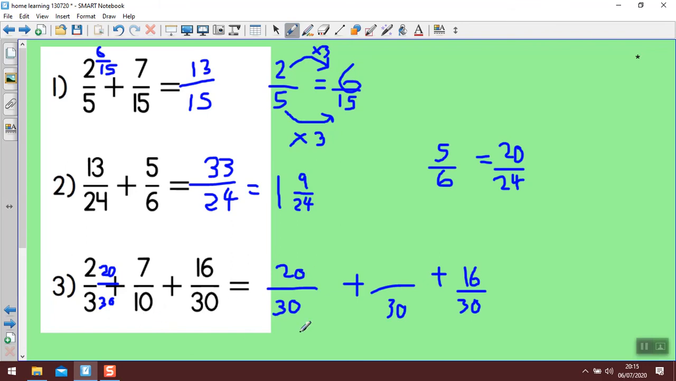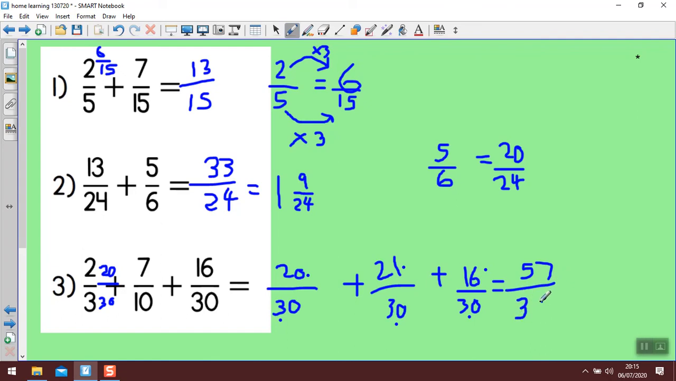What do I multiply my 10 by to get 30? 3. And my 7? 3. So 7 times 3 is 21. 7/10 is the same as 21/30. So now all my fractions are over 30. I can just add my numerators together. 20 add 21 is 41. 41 add 10 is 51. 51 add 6 is 57. So my answer is 57/30.